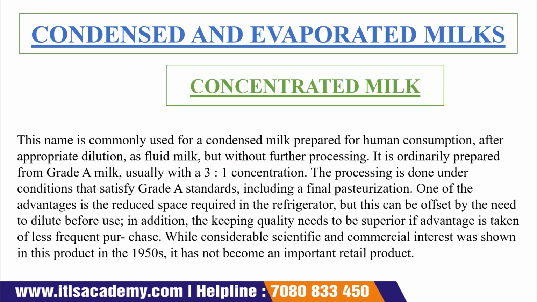Now the next is concentrated milk. We all know that this is commonly the name used for condensed milk. Concentrated milk, also known as condensed milk, is prepared for human consumption after appropriate dilution as a fluid but without further processing. So in concentrated or condensed milk, no further processing is done. It is simply prepared for human consumption after appropriate dilution as a fluid milk.